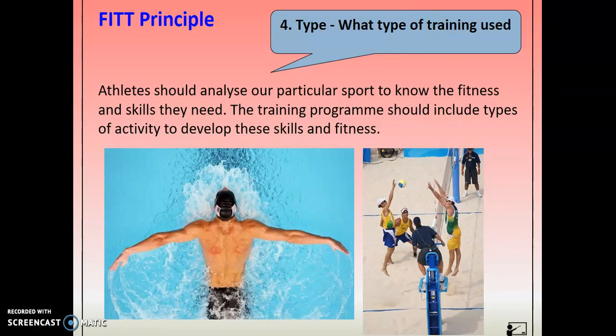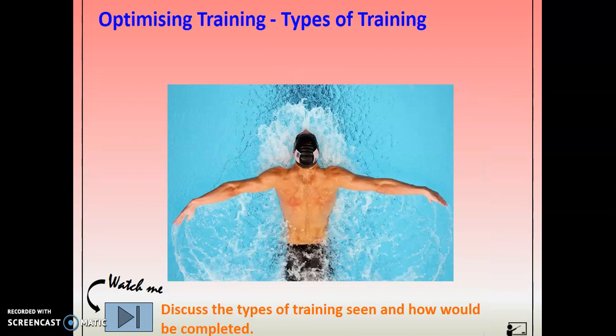Type of training that we use. So we're going to look at methods of training in a minute, and you need to make sure that whatever you talk about doing to improve the skill that you've chosen is the correct type of training, the correct drill, the correct type of practice. Okay, so just process that now. Like I say, the best way to show how you've applied it is to use some sort of table maybe.